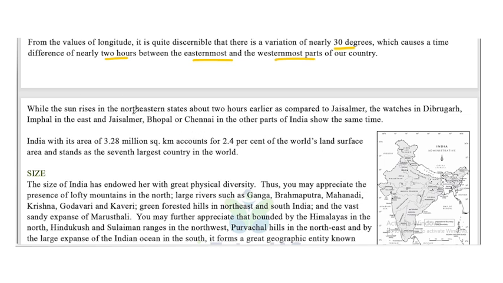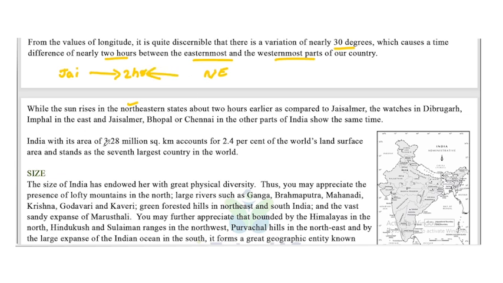While the sun rises in the northeastern states about 2 hours earlier as compared to Jaisalmer, the watches in Dibrugarh, Imphal in the east and Jaisalmer, Bhopal or Chennai in other parts of India show the same time. So there is a 2-hour difference between Jaisalmer and the northeastern states.